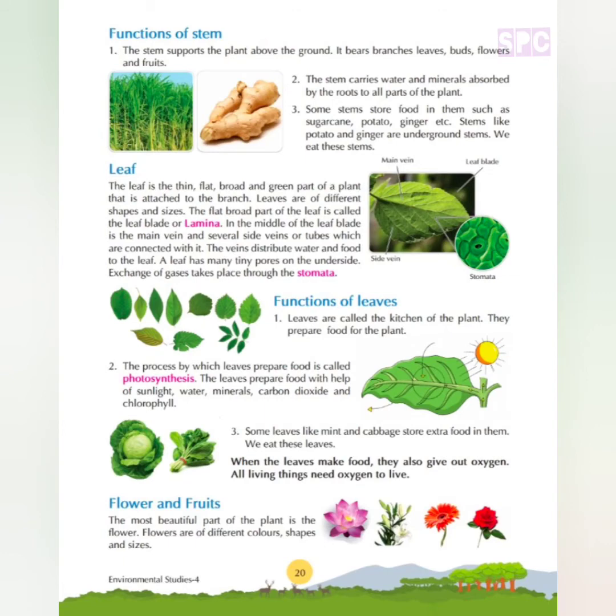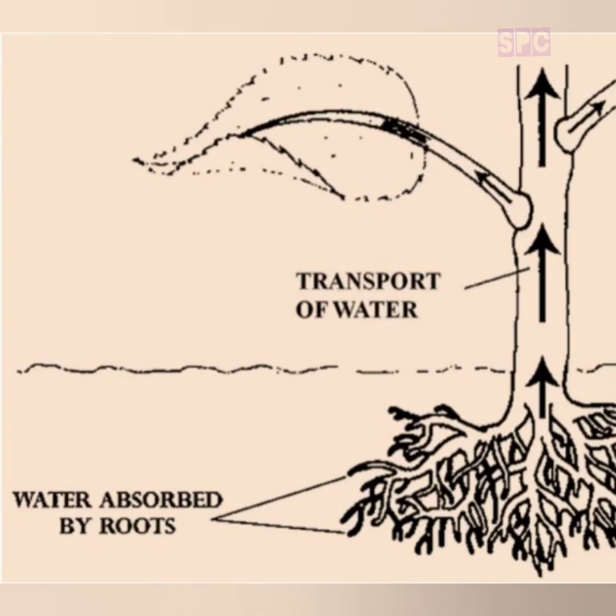First function, the stem supports the plant above the ground. It bears branches, leaves, buds, flowers and fruits. Second function, the stem carries water and minerals absorbed by the roots to all parts of the plant. Third function, some stems store food in them, such as sugarcane, potato, ginger, etc. Stems like potato and ginger are underground stems. We eat these stems.